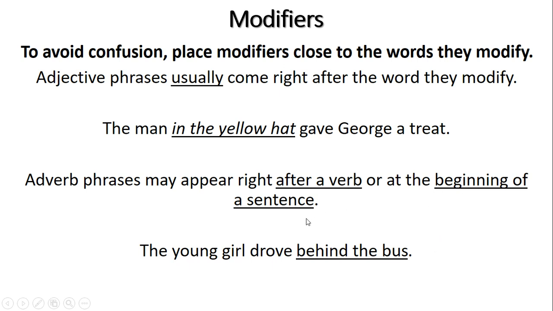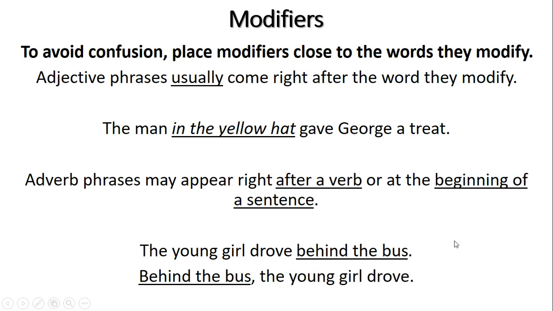Here's how you also know that it could be an adverb phrase. It might also be at the beginning of the sentence. So I'm going to take this exact same sentence and move the prepositional phrase out in front. Here's my sentence now. Behind the bus, the young girl drove. Notice the prepositional phrase behind the bus is still modifying the word drove, okay? Because it starts the sentence.